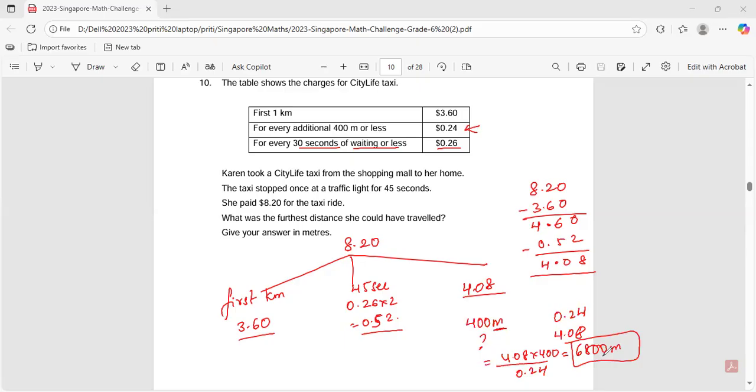Now 6,800 is not the answer, because we have not added this kilometer. So you add one more kilometer, which is 1,000 meters. So the answer is 7,800 meters. So the final answer for question 10 is 7,800 meters.